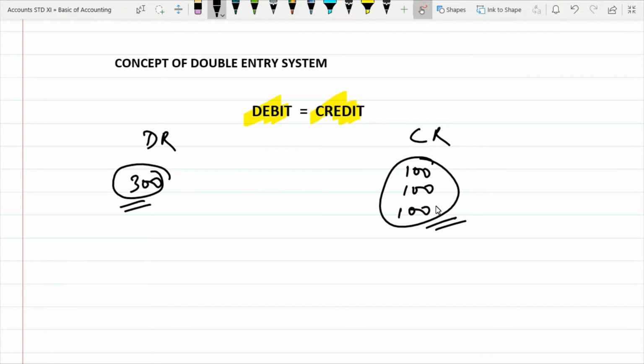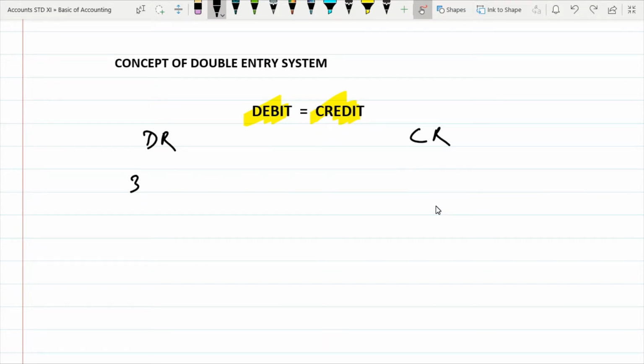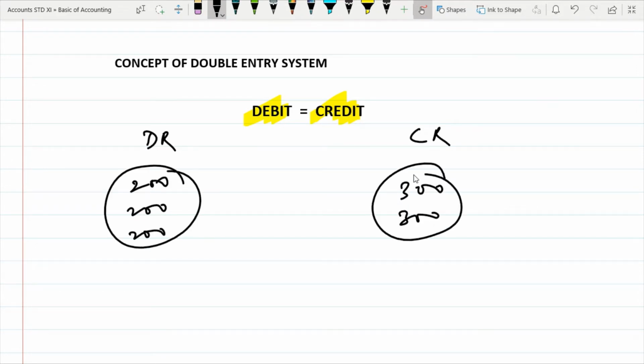Okay, it could be the other way around as well. Say you could have more number of entries here. So say you have 200, you have 200, another 200, and in this case you have 300 and 300. So the number of entries don't matter, but what matters is the debit side has to be equal to the credit side. So here it is 600, and here also it is 600.